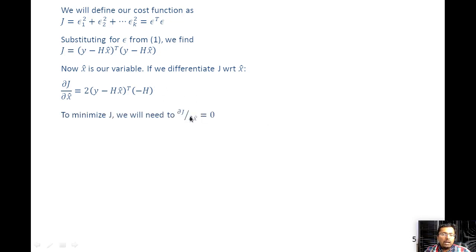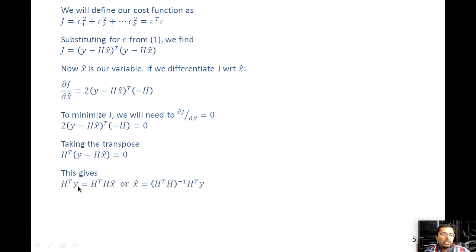And so if we do that, now we can set this equation to 0, and that will allow us to minimize the values. So here, we expand this out. We can potentially take the transpose. We get h transpose y minus h x hat equal to 0. And this gives h transpose y is h transpose h x hat. The only thing is we take the inverse of h transpose h. And so we get x hat would be h transpose h inverse h transpose times y.